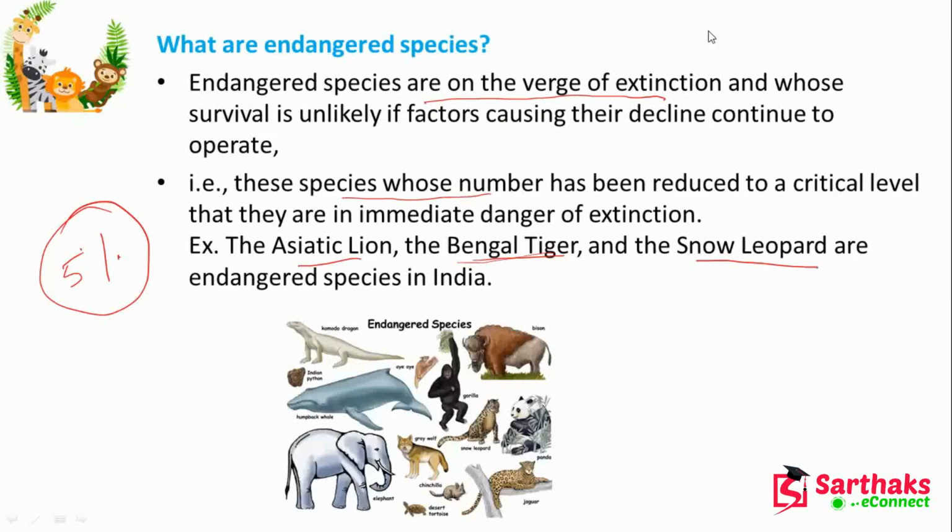Another is the blue-throated macaw. This is also an endangered species of bird. Then the brown spider monkey, this is also an endangered species of mammal. And also we have the Siamese crocodile. This is an endangered species of reptile. And we have the American burying beetle. This is an endangered species of insect.